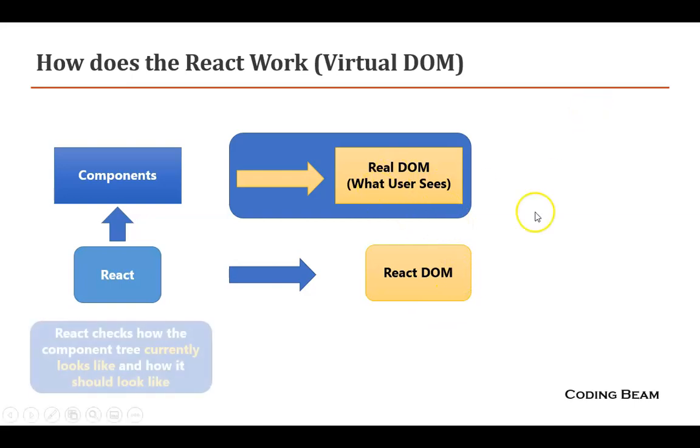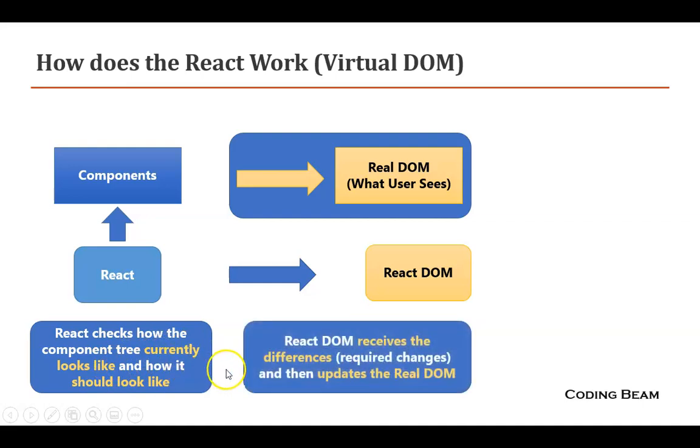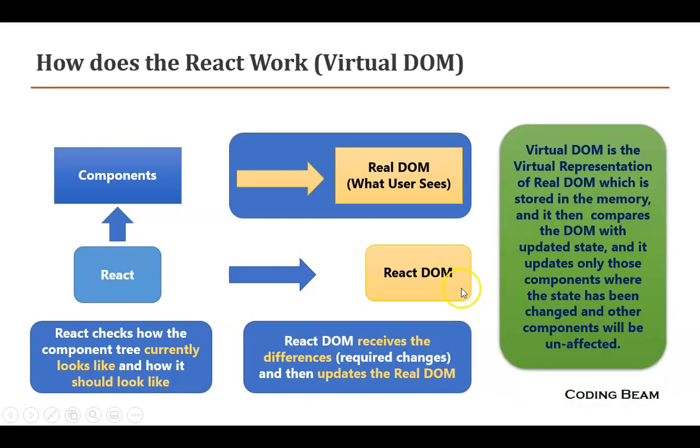So as a summary, React checks how the component tree currently looks like and how it should look like, and then it hands over the information to the React DOM, and the virtual DOM receives the differences, which are the required changes in any components, and then it updates the real DOM. So the virtual DOM is a virtual representation of the real DOM which is stored in memory, and then it compares the DOM with the updated state, and it only updates those components where the state has been changed, and other components will be unaffected. So this is about working with React. So how does React work and how it updates the components with the help of the virtual DOM.